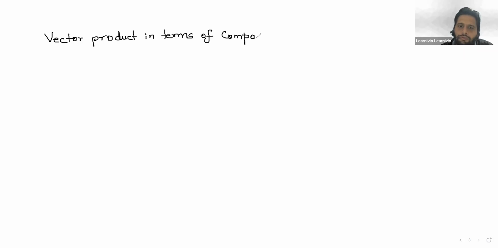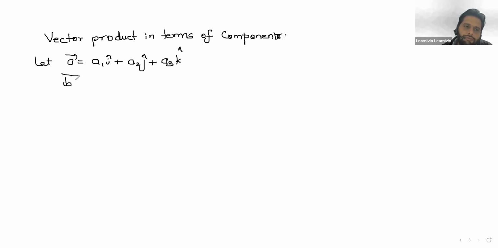Next is vector product in terms of components. Let vector A be equal to A1 I cap plus A2 J cap plus A3 K cap. Vector B is equal to B1 I cap plus B2 J cap plus B3 K cap.